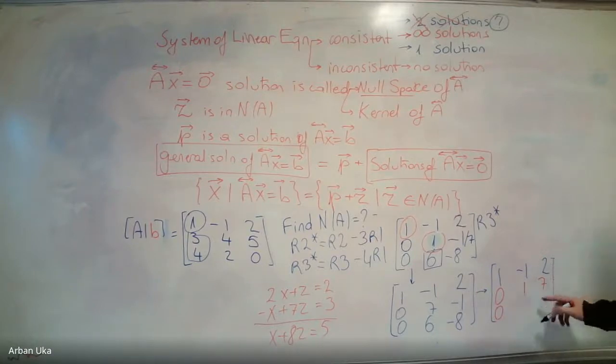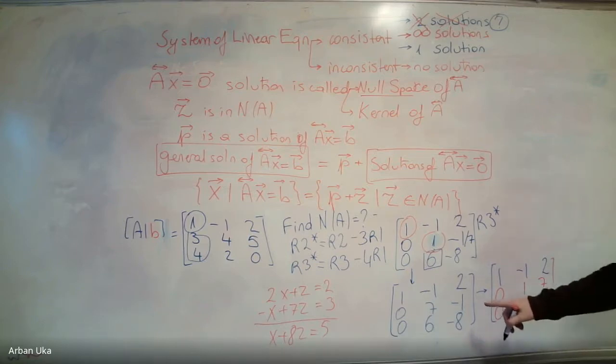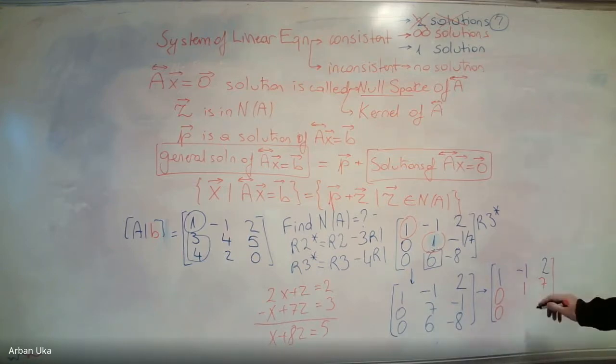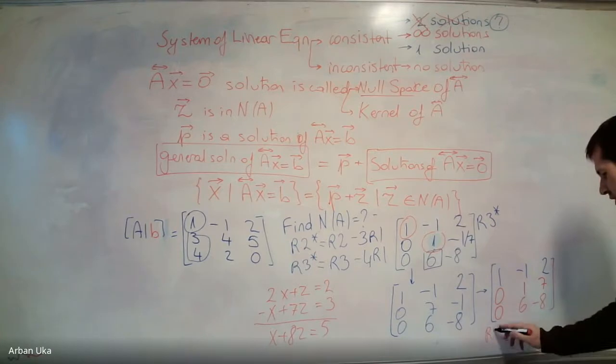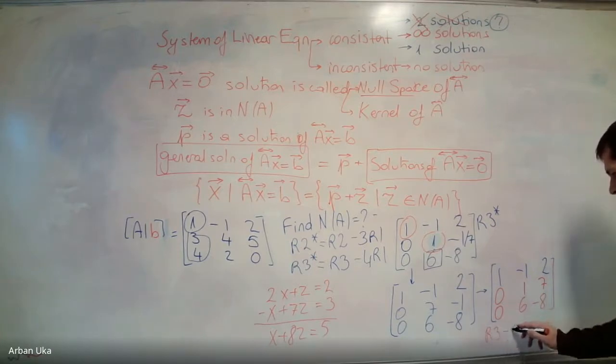So you are suggesting to do it this way. Then if we do it this way, this is 6 minus 8, and then you want to make this 0. How would you make this 0? You could say row 3 minus 6 row 2. Would you agree with this?